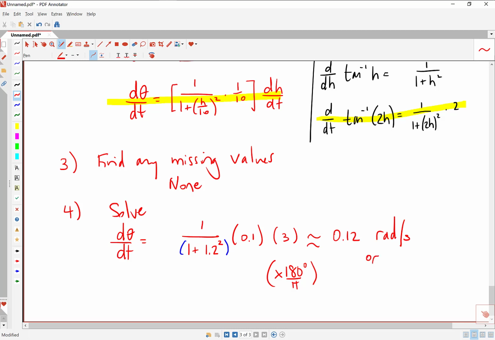So you could say that's approximately 7 degrees per second.